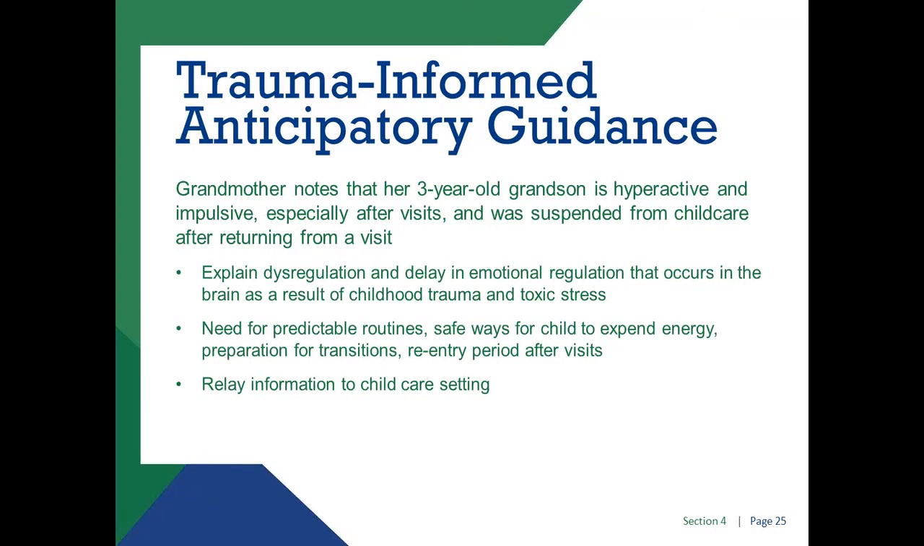And again, I spent some time explaining dysregulation and the delay in emotional regulation that occurs in the brain as a result of trauma. So again, taking the blame off the child; he's doing what we expect him to do. So now we need to change the environment a little bit to help this child. So this emphasis, again, on predictable routines.